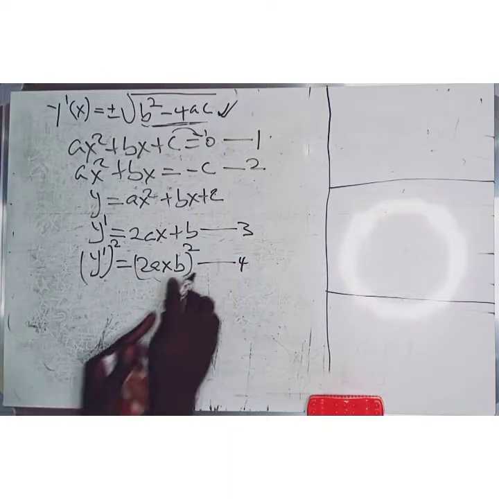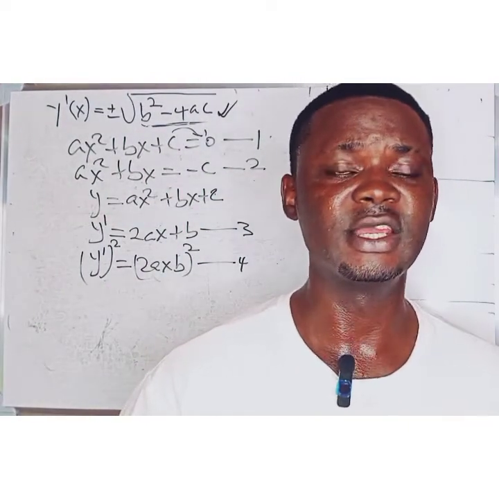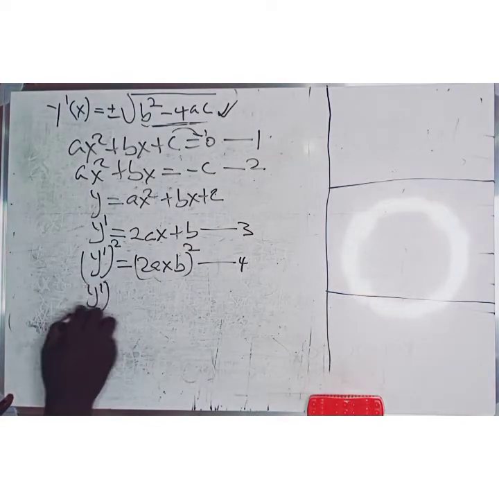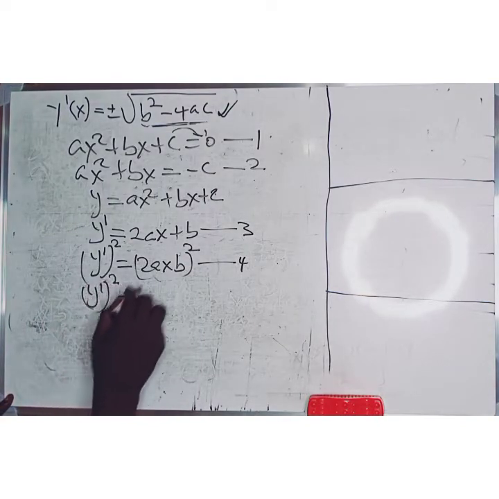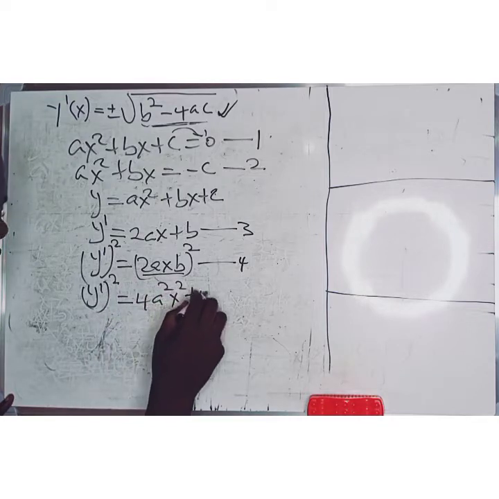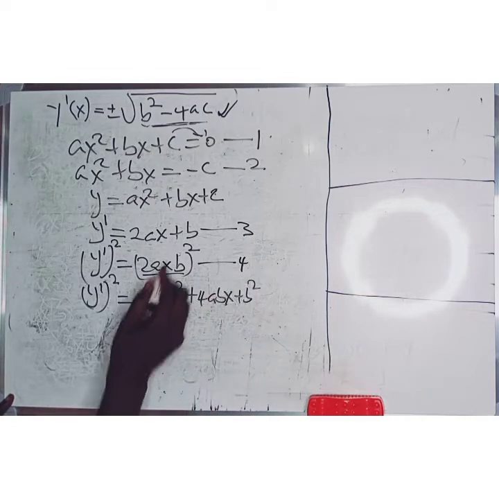Now, what do you have to do from this equation 4? You have to expand the right hand side, the binomial of equation 4. You have y prime of x all squared equals, if I expand this binomial here, I will have 4a squared x squared plus 4abx plus b squared. That is the square of this.